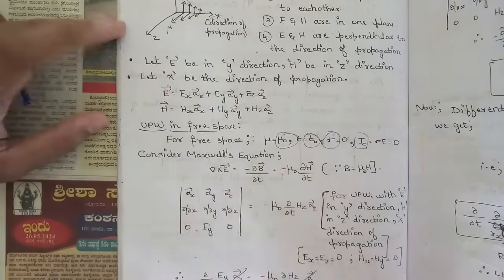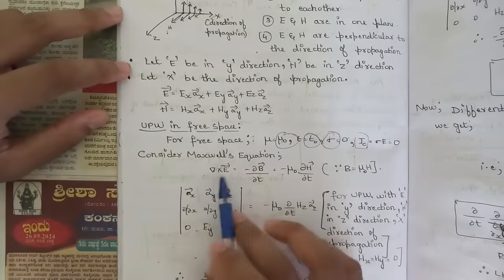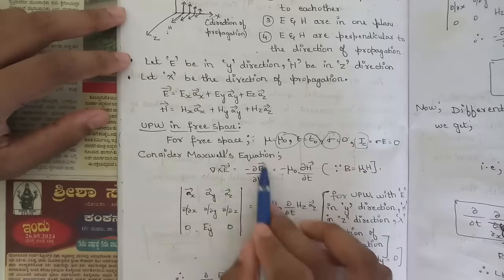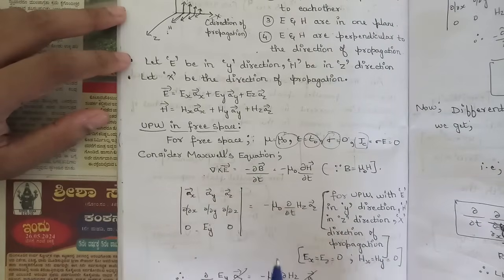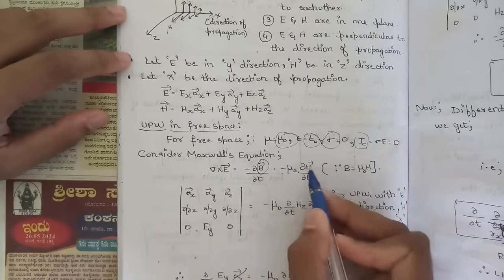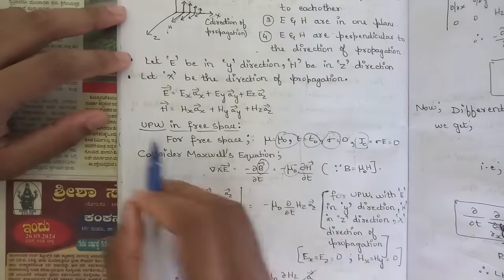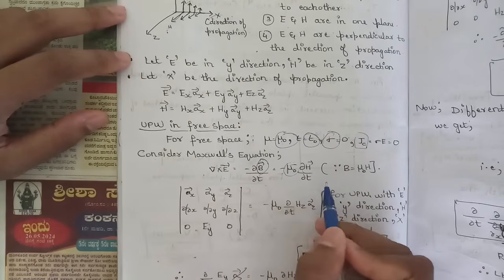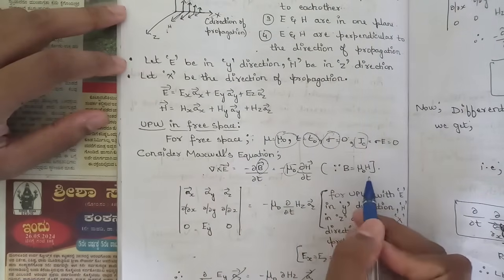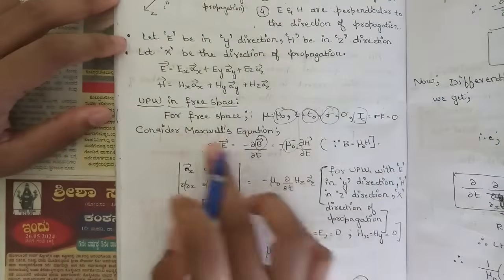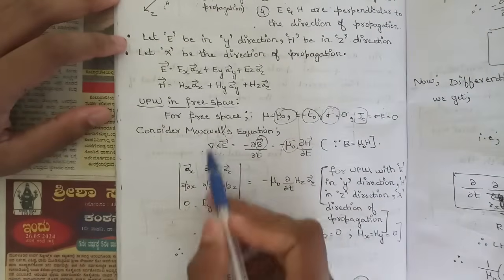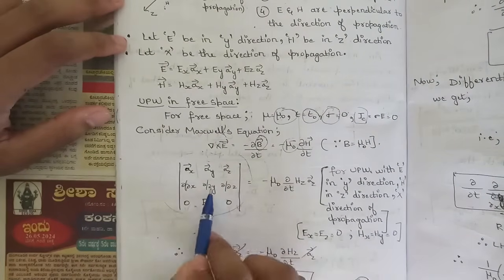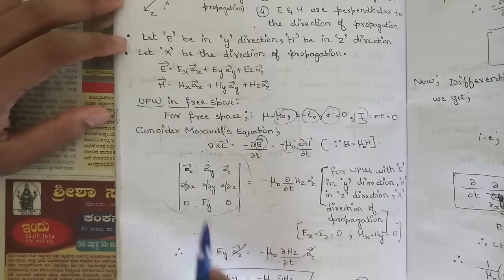Now let's consider Maxwell's equation, that is del cross E is equal to minus dou B by dou T. This relation we have got from Faraday's law. Here B is equal to mu times H, but in free space mu equals mu naught, so that's why it is minus mu naught dou H by dou T, since B is equal to mu naught H. Now in del cross E, substitute it and take the determinant, that is Ax, Ay, Az, dou by dou X, dou by dou Y, dou by dou Z, 0, Ey, 0.